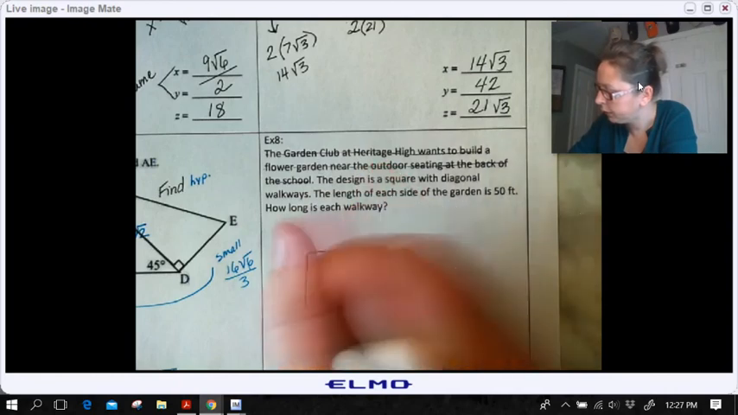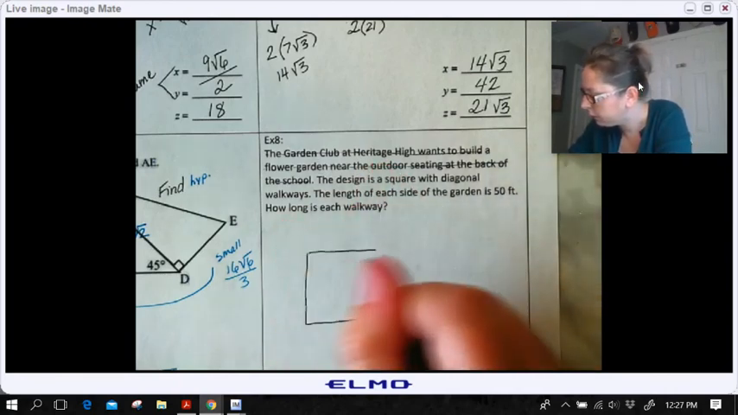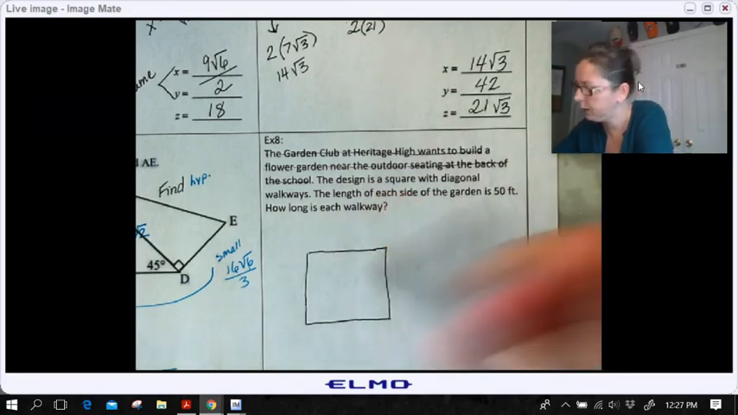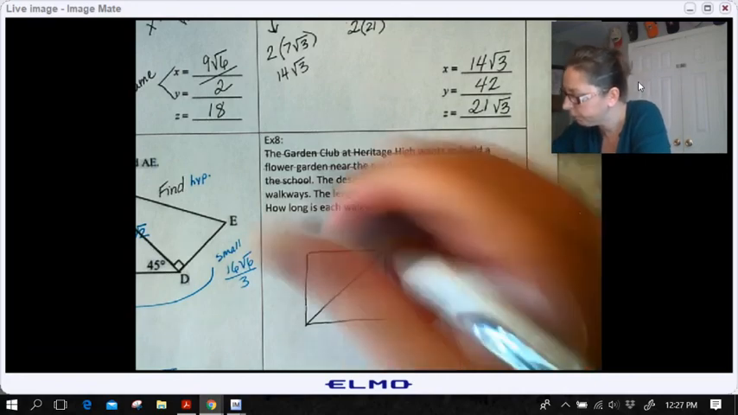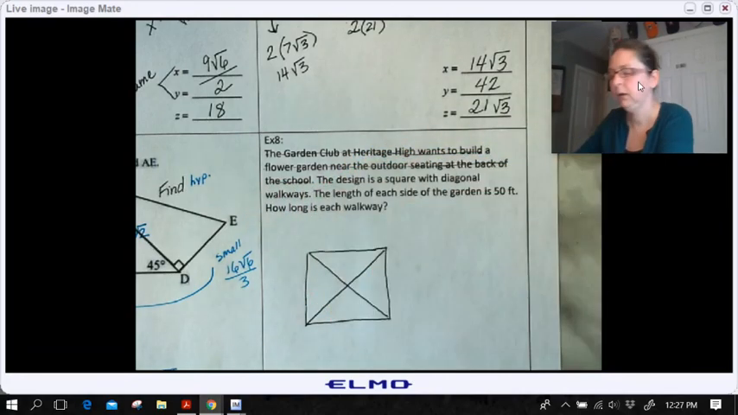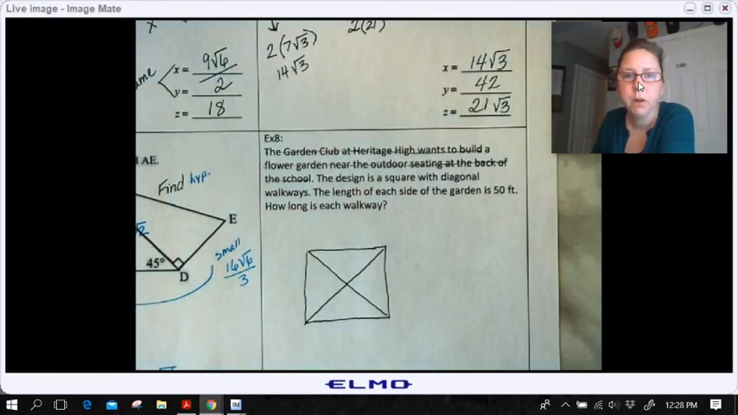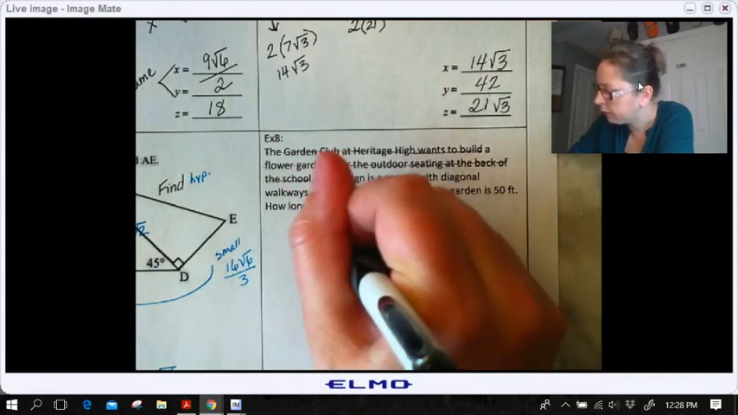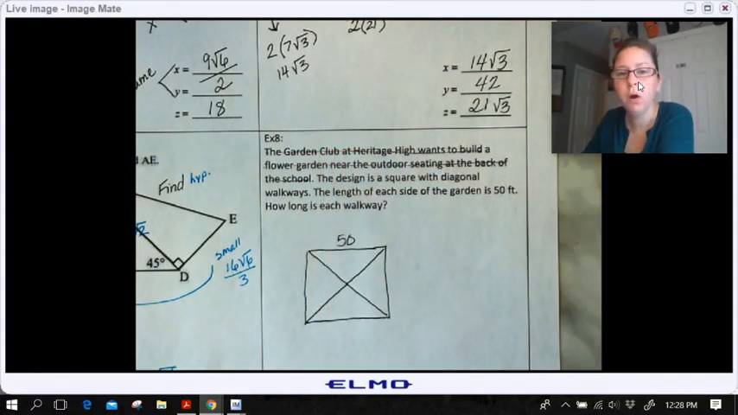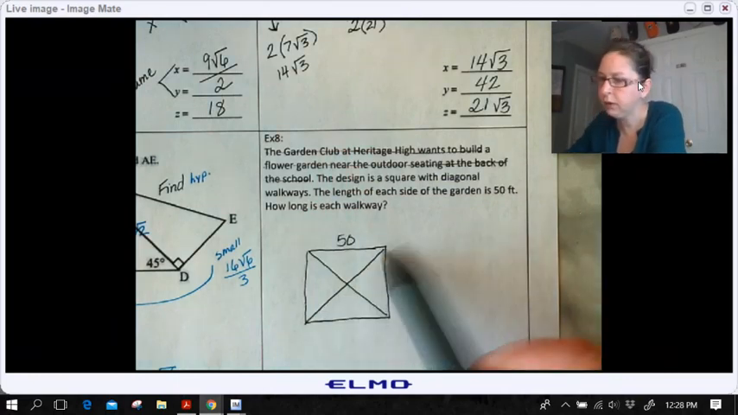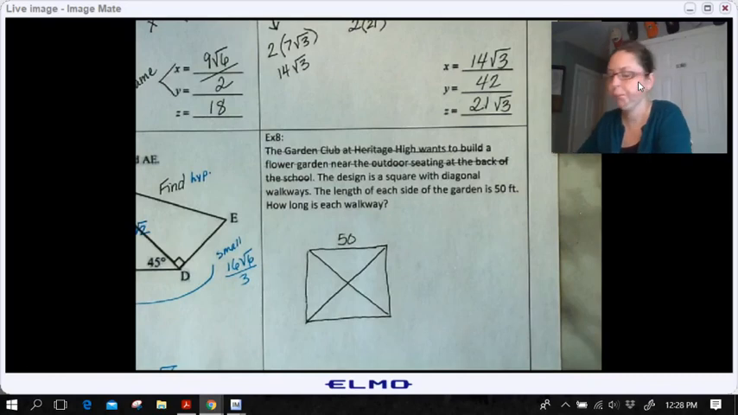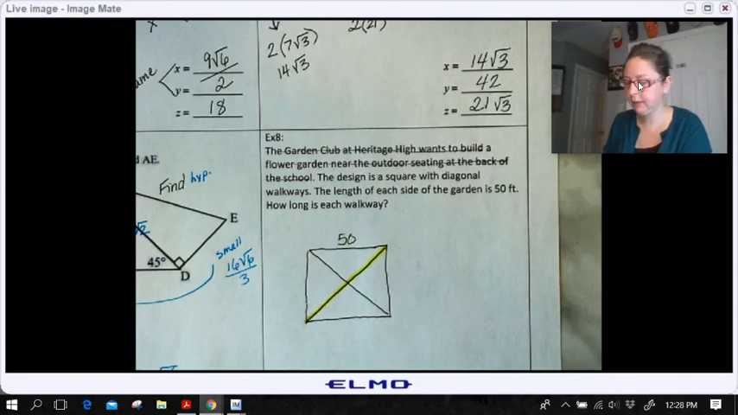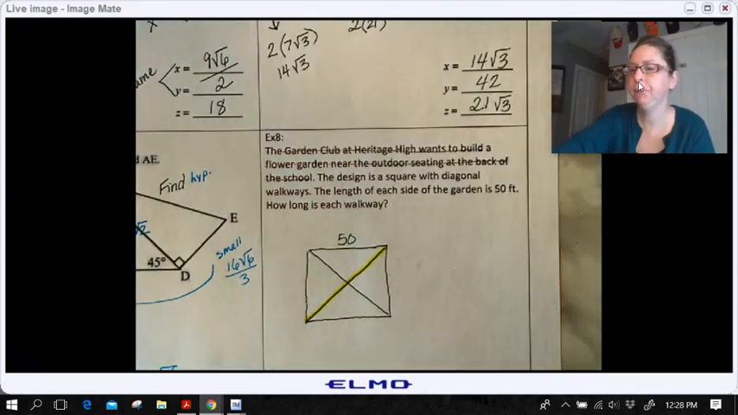It's a square, if I can draw a square, with diagonal walkways. So I'm picturing it being like this. The length of each side of the garden is 50 feet. How long are the walkways? So they want to know, how long is this whole side right here? And because it's a square, each diagonal would be the same measure, okay?